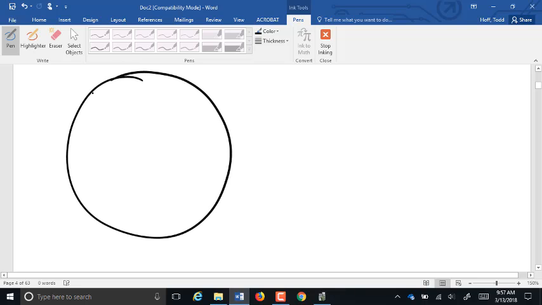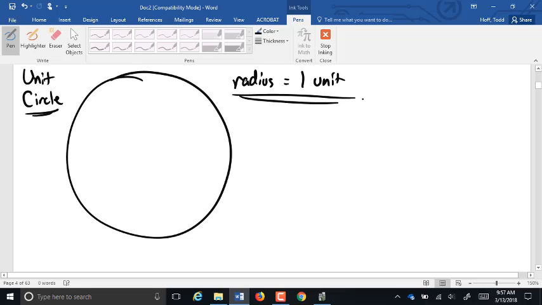So as we start talking about these angles and all that stuff on the circle, we're going to talk about something very special circle. It's called the unit circle. The unit circle is called the unit circle because the radius of this circle is equal to 1 unit. Now we are going to work with this unit circle a lot over the next several weeks.